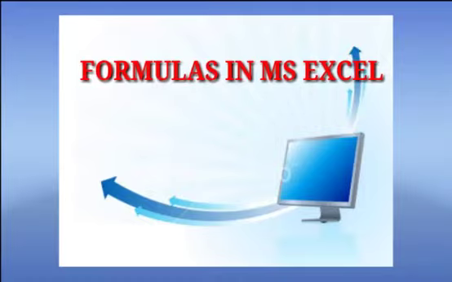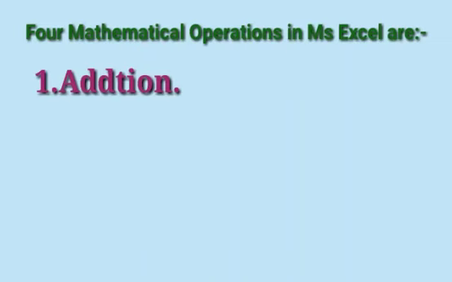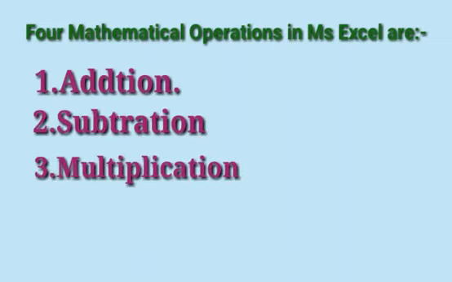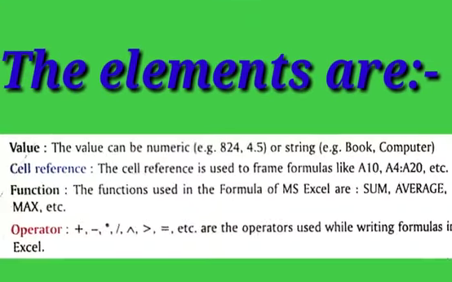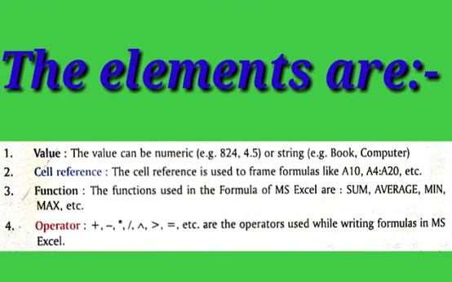Formulas in MS Excel. Four mathematical operations that we are going to use in MS Excel are addition, subtraction, multiplication, and division. In MS Excel, the formula starts with an equal to sign. It contains the following elements. Value. The value can be numeric or string.